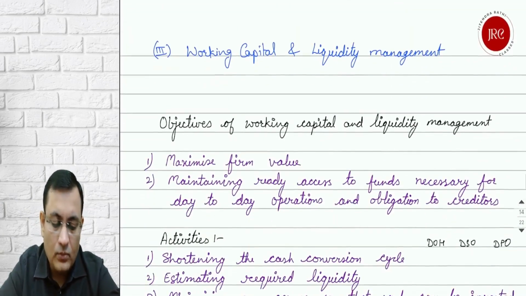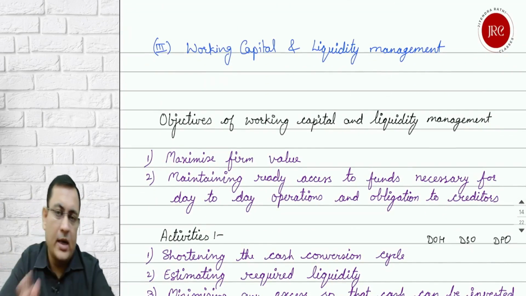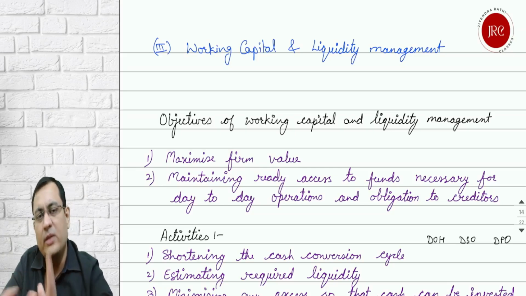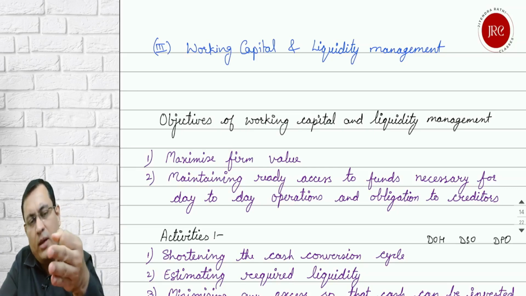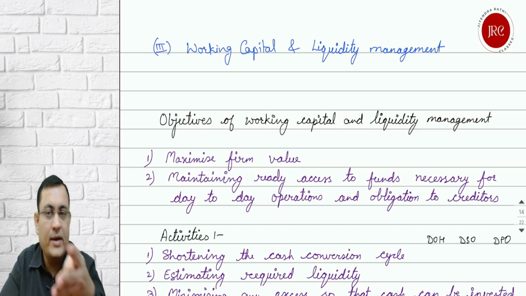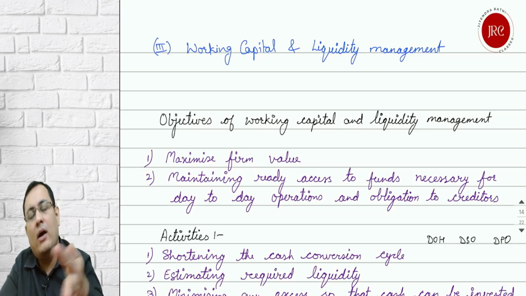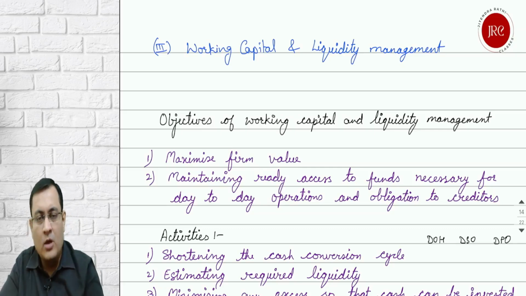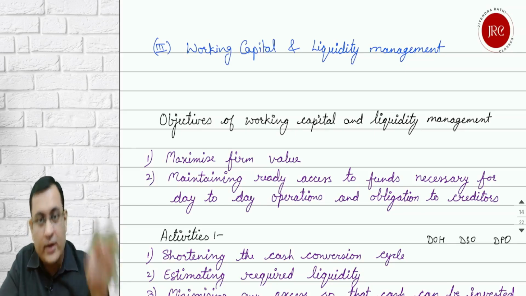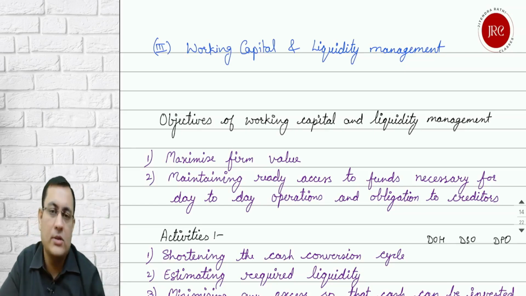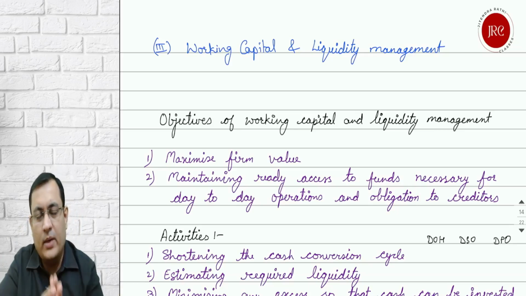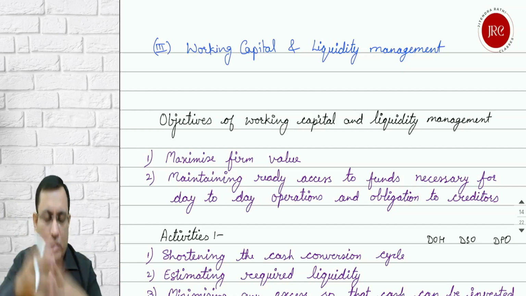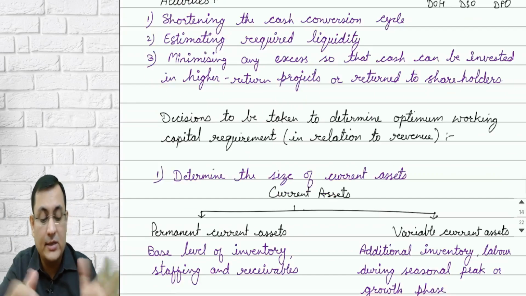Next. Now, after defining working capital, we know that NWC means the net amount of investment in your inventories, your receivables, your prepaid expenses, net of your suppliers credit and trade credit, and your outstanding or accrued expenses. So this is the net amount invested in your actual operating cycle or your cash conversion cycle. When we want to manage this investment, first of all, what are the objectives, what are the activities, and what are the decisions?